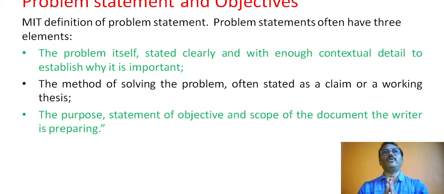What you have to include in that statement, if possible in 1 sentence: the problem itself is stated clearly and with enough contextual detail to establish why it is important. What is the problem? Why is it important? So you have to play the trick, play with the English language here. What you are solving, what the problem is, why it is important, and the method of solving the problem, you have to include.